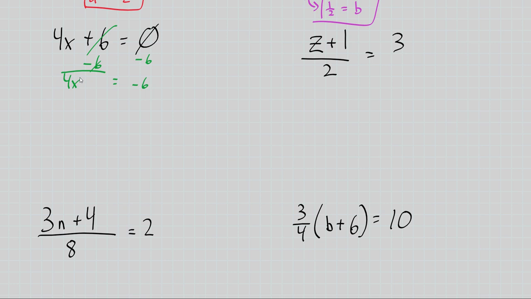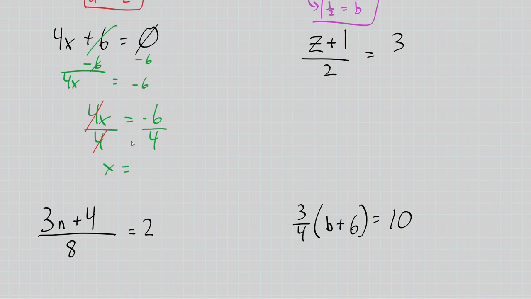Now I look for my variable. There it is. Is it alone? No, it's being multiplied by 4. So in my 4x equals negative 6, I'm going to divide by 4 on both sides. That's the only rule I need to follow, but I do need to follow it every time.